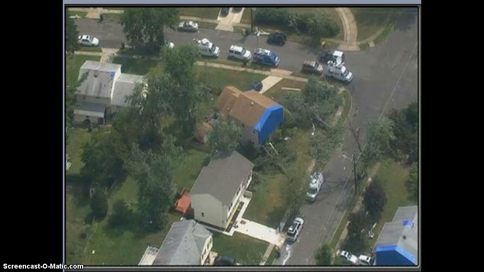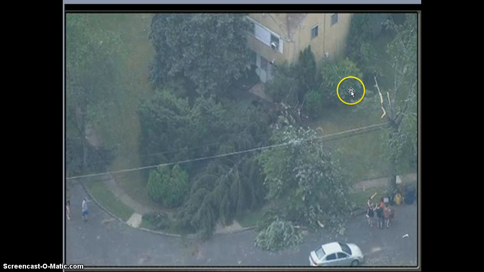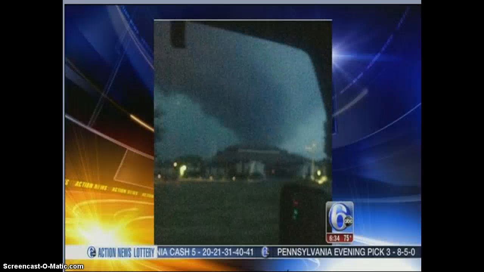Some damage pictures out of Voorhees, you can see these trees are all laying in one direction. This is one area that was blown over by the microburst. Pretty good sized trees, power lines. This had 80-mile-an-hour winds. Now this was a subject the other day of conversation, which was this funnel cloud. And yes, this was a funnel cloud. After talking to some people, there was rotation on it. So this was a funnel cloud.